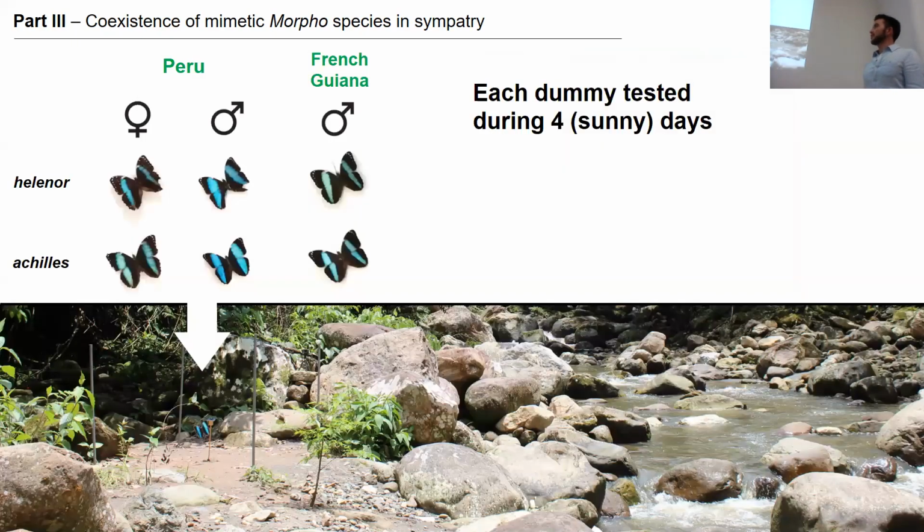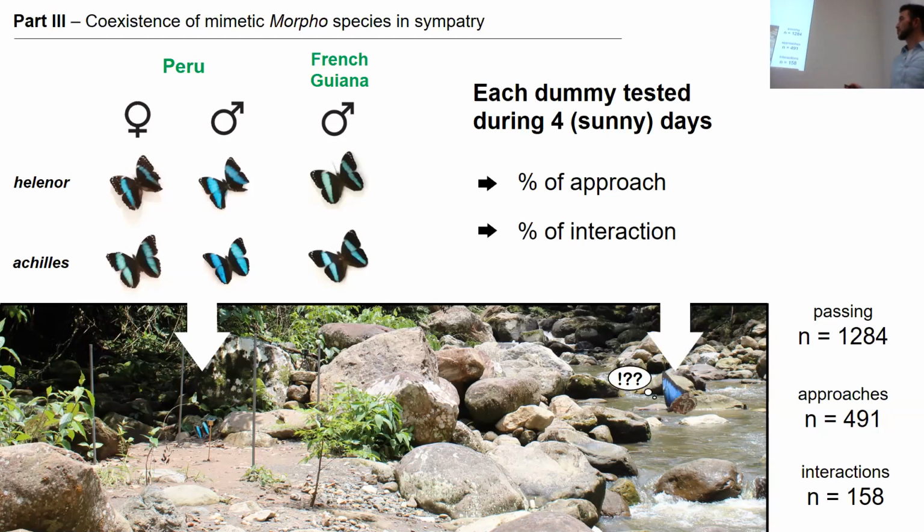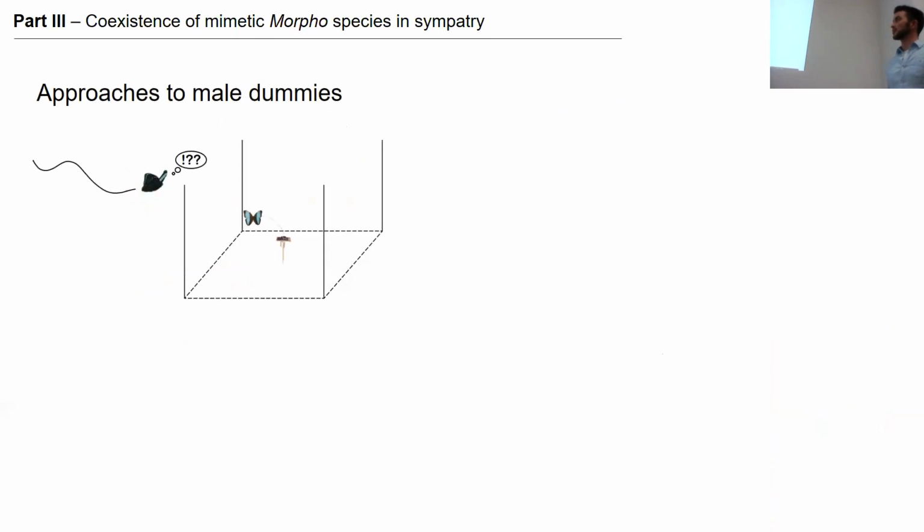So I tested the male and female dummy for the 2 species, Eleanor and Achilles. And as you see, I also tested an exotic dummy built with individuals captured in French Guiana with their narrower blue band on their dorsal wing. And each dummy was tested during 4 sunny days in a randomized order. And overall, with more than 1,000 butterflies passing in the river in the entire experiment, I computed the percentage of approach and interaction. I first show you the result with the male dummies.